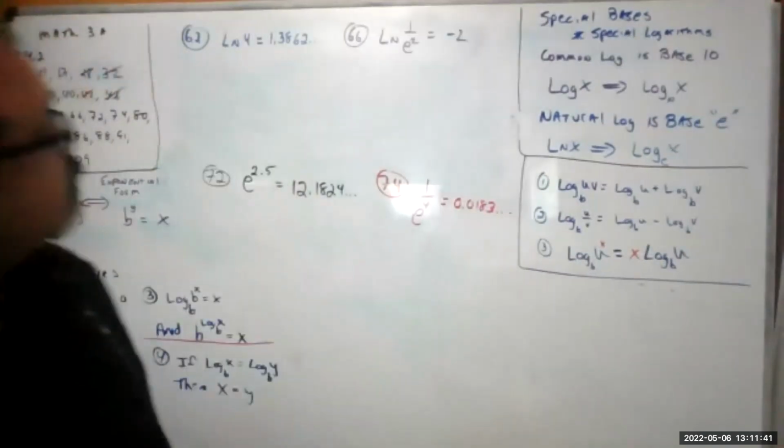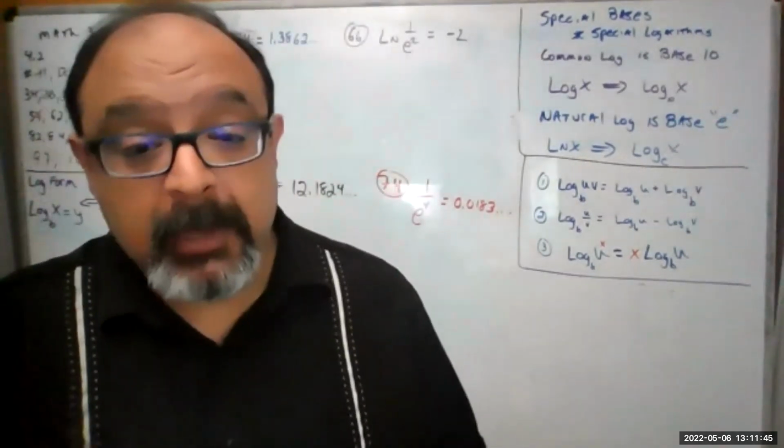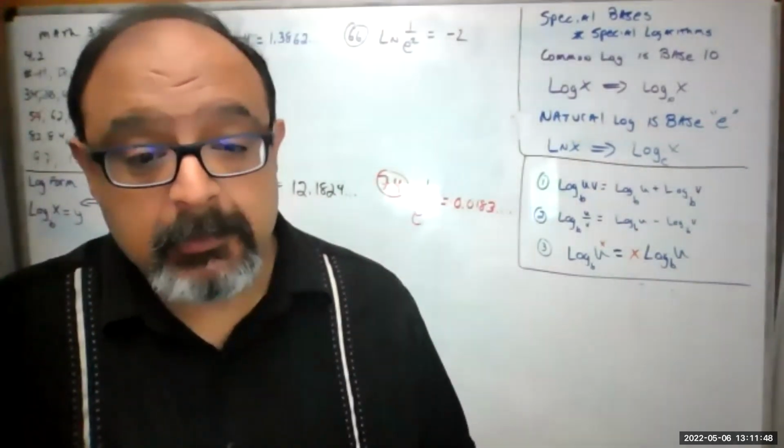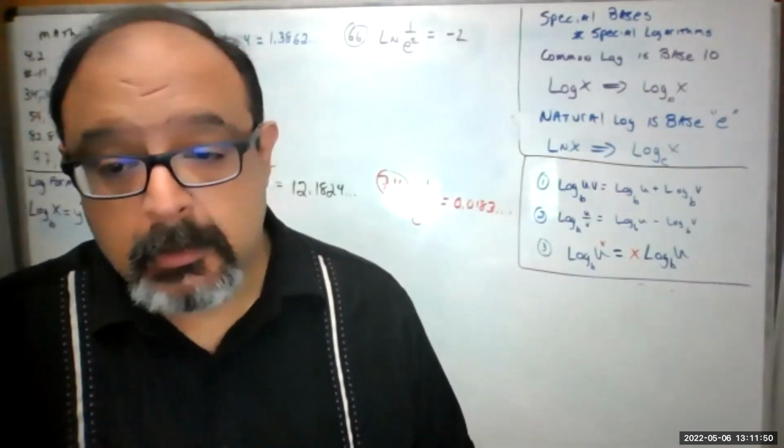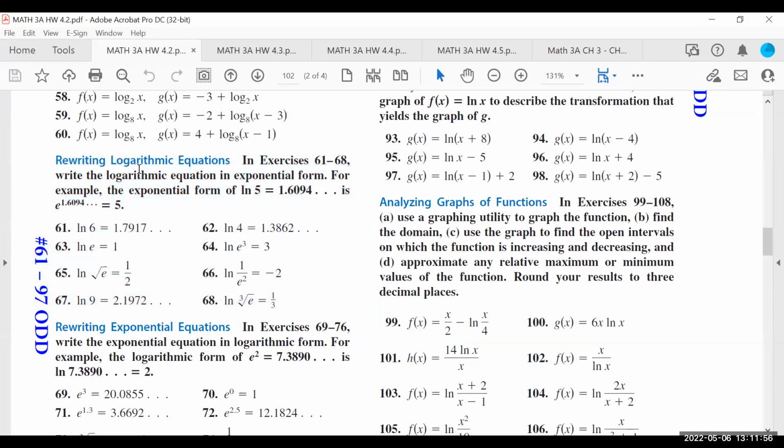Okay, our next set of problems, 62 and 66. Look at the directions. It says write the logarithmic equation, change the logarithm into exponent form. So we're going to do exponent form again. But this time we're doing natural logarithms because we have base e's. Okay, natural logarithms.